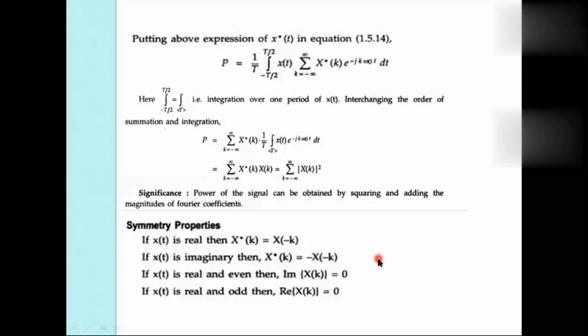For real x of t, we get the positive value, and for imaginary x of t, minus x of minus k. And the third one you can see here: x of t is real and also even. Since it is real, x star of k is equal to x of minus k. If x of t is real and even, then the imaginary part of x of k is equal to 0.